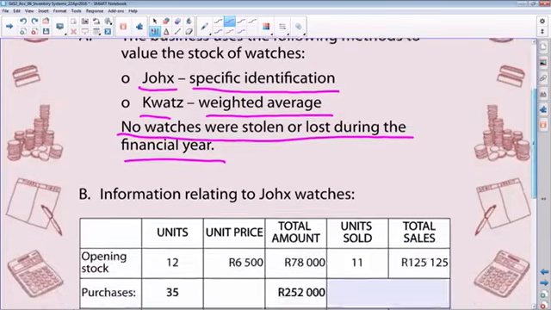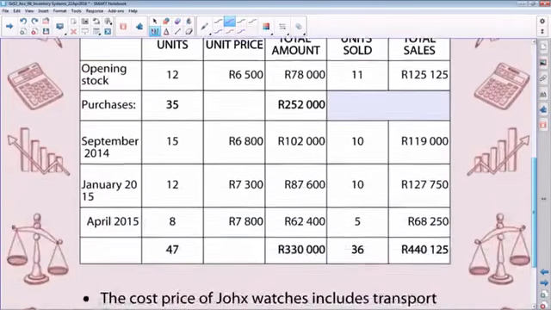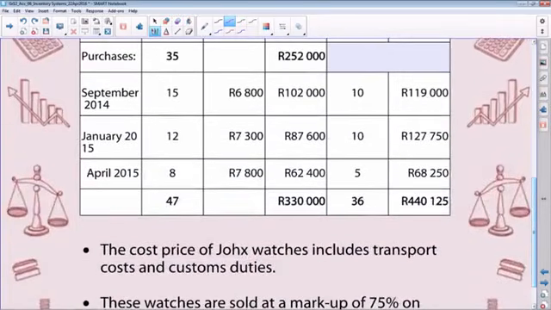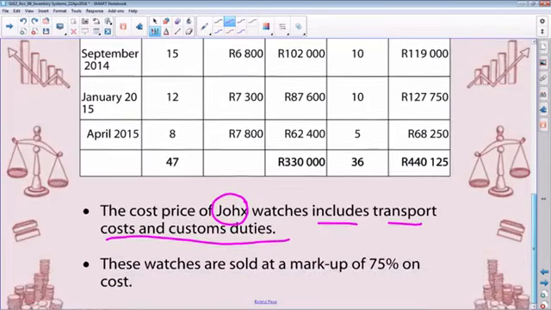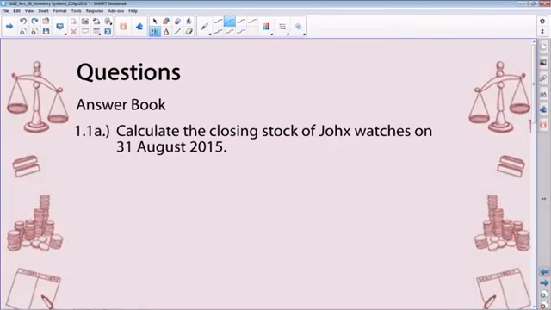Here's my information with regards to Jocks watches. We also know that the price of Jocks watches includes the transport costs and the customs duties. In other words, they are included in the cost prices, and these watches are sold at a markup of 75% per annum on cost. Okie dokes. Now, what is it that we need to calculate? We need to calculate the value of stock of Jocks watches on the 31st of August 2015. Okay, let's look at the information. What do we have?